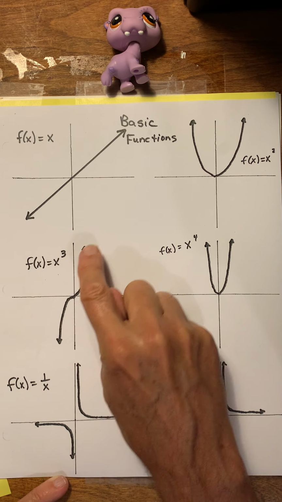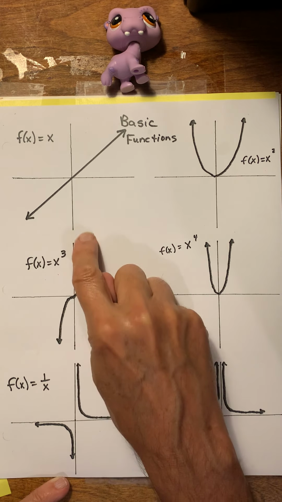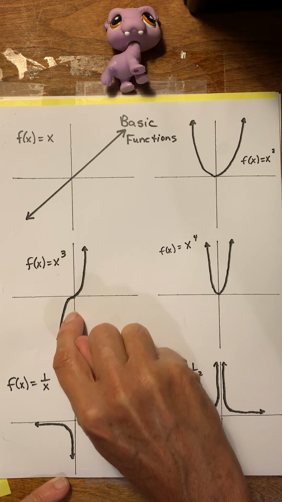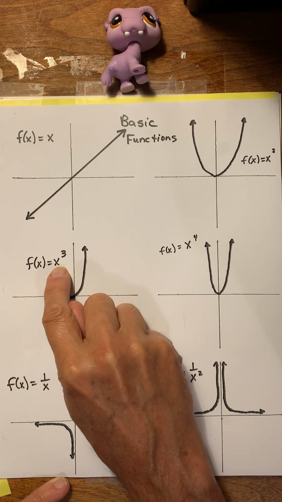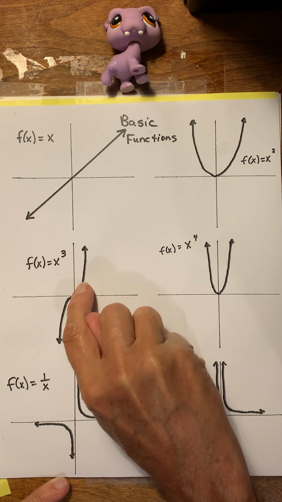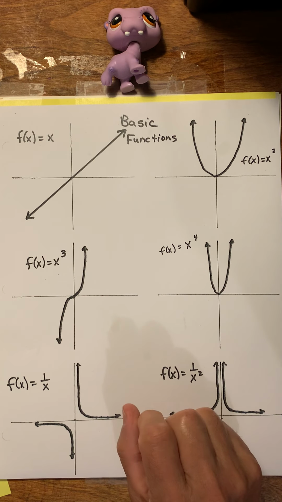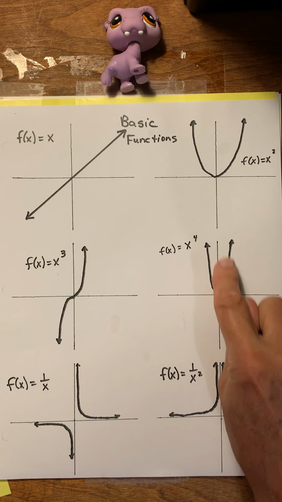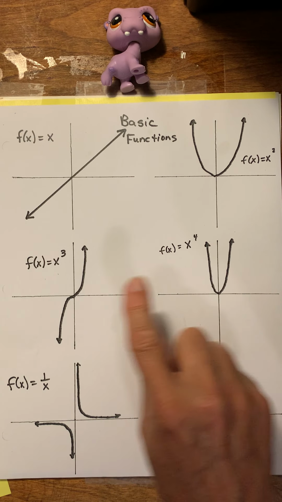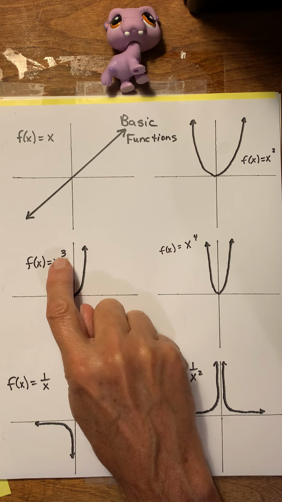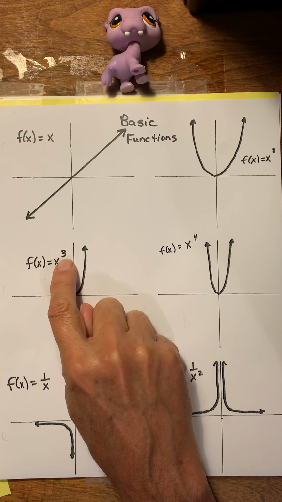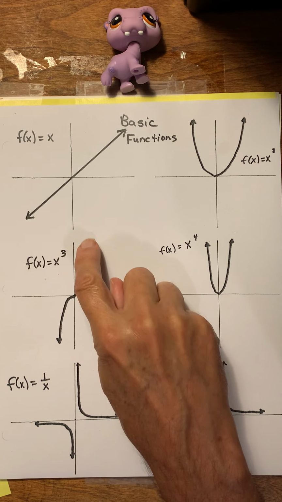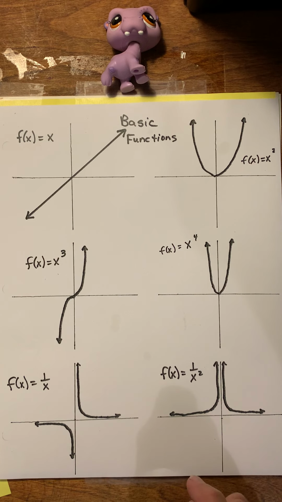X to the third, this S shape. X to the fifth, a skinnier S shape. X to the seventh, an even skinnier S shape. So your even functions will have basically a parabolic upward turning U. Your odd functions, x to the third, x to the fifth, x to the seventh would have this look right here.